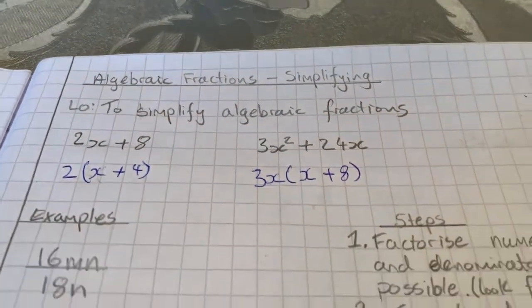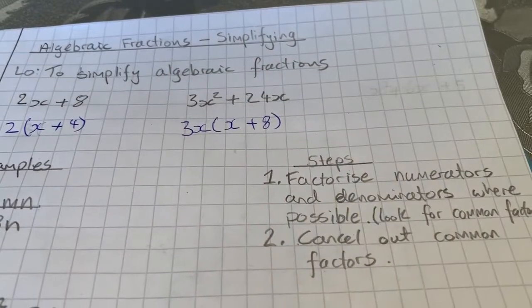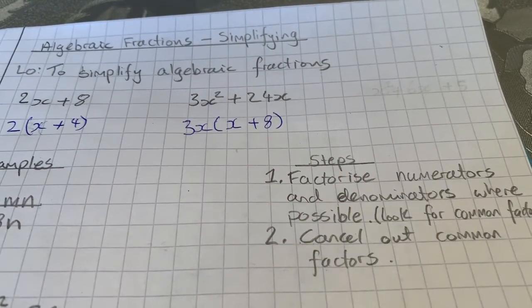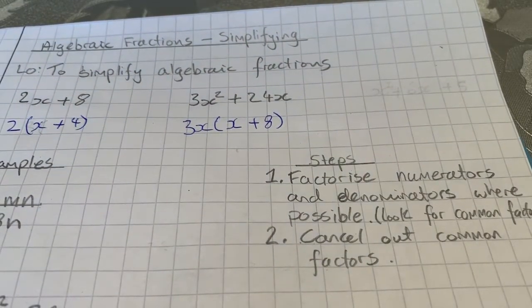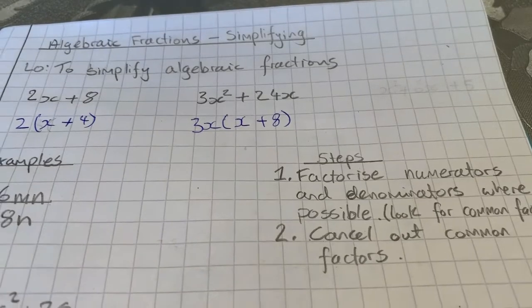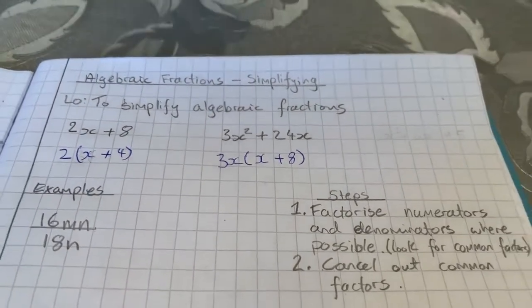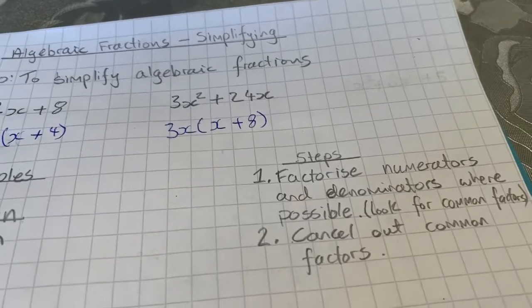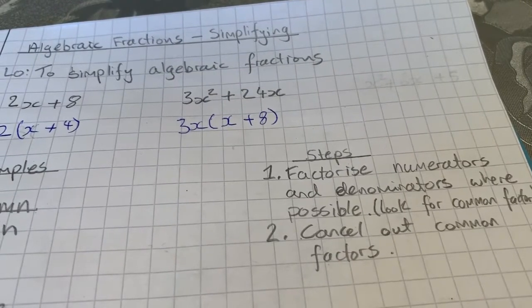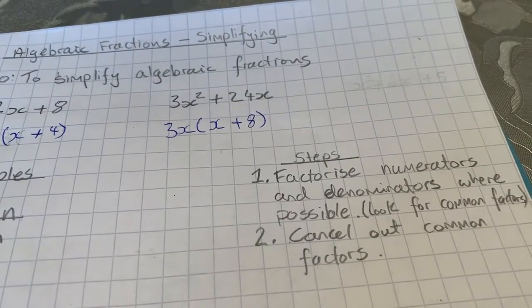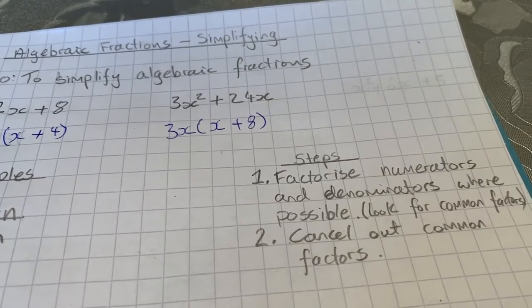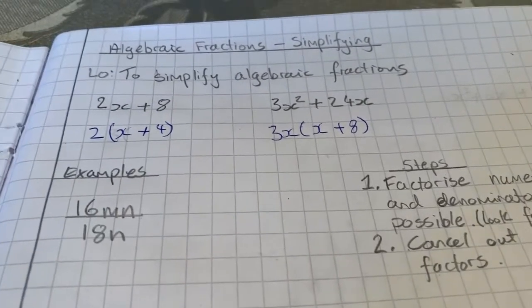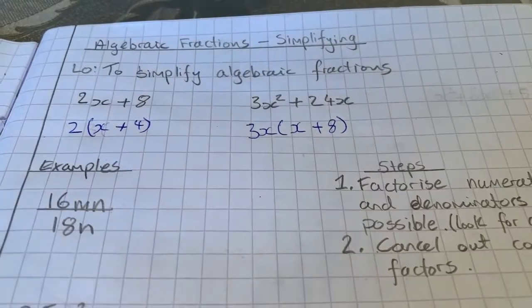Now, the steps, these apply for both simpler and more complicated or difficult algebraic fractions. So it's something to take note of. It's about factorising the numerators and denominators where possible, or looking for common factors, then cancelling these common factors out. So I'm going to look at it with this example.